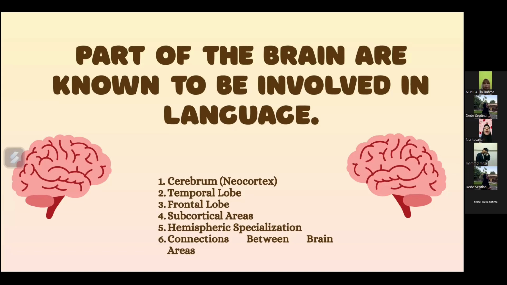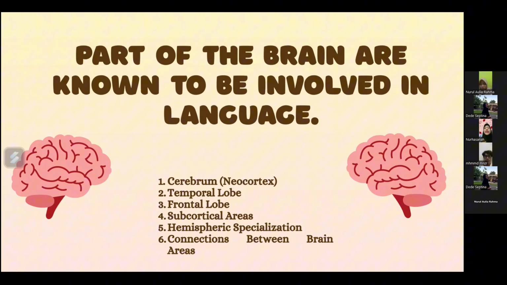So I will give an example for the frontal lobe. When you answer a question in class, your frontal lobe helps you organize your talk into a proper sentence before saying it out loud. Okay.